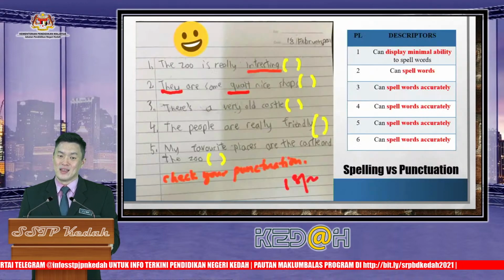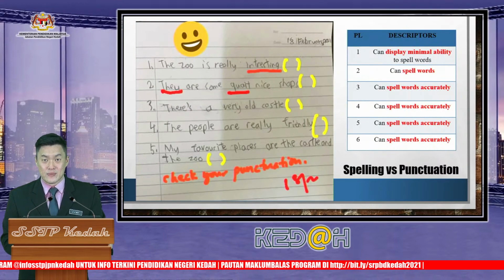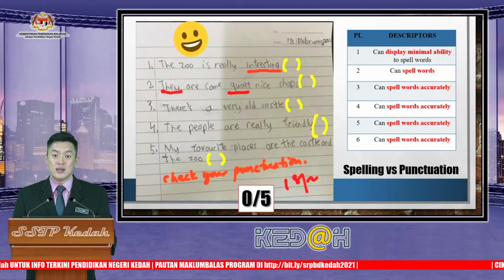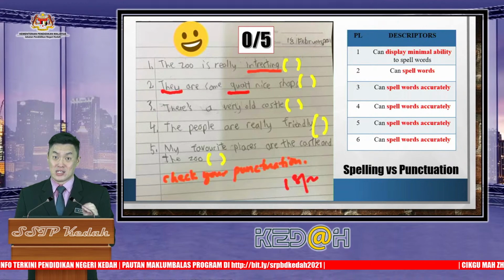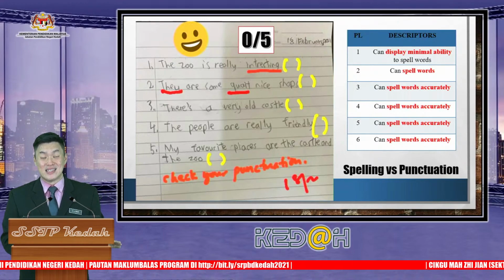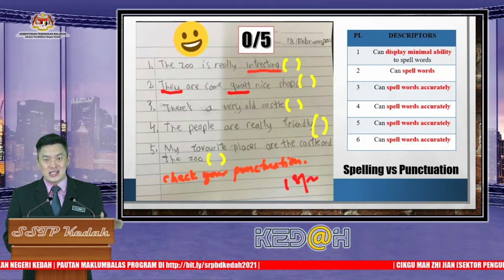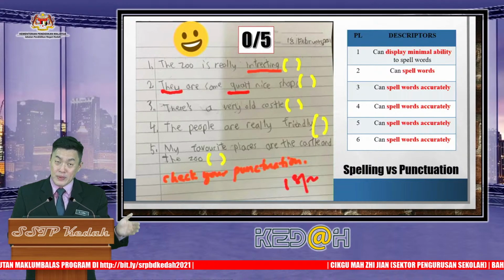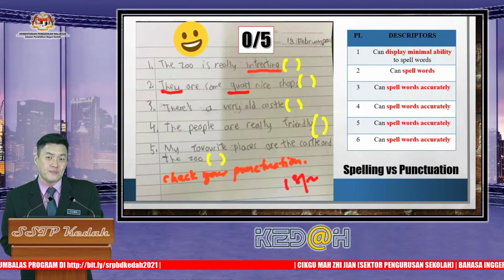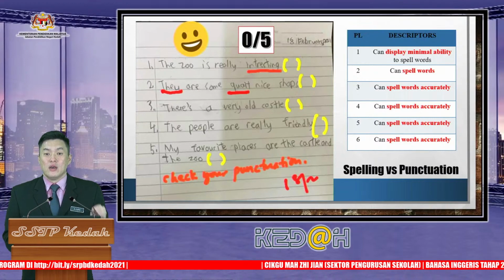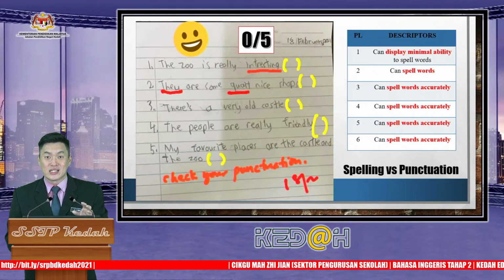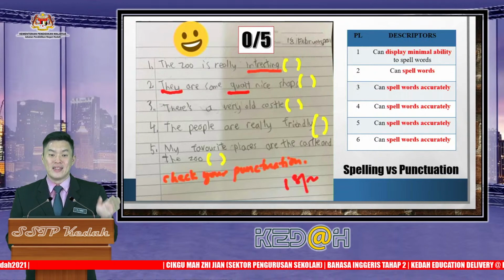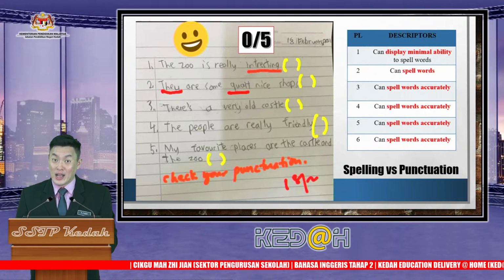Okay? Right. What about this? If I really mark this piece of work, this student actually gets 0 out of 5 because every sentence has a mistake. Now, does that mean that I will put this student as a PL1 or PL2 pupil? Actually, no. Because for this task, the pupil has managed to spell 3 words wrongly. But other than that, is the issue of punctuation.